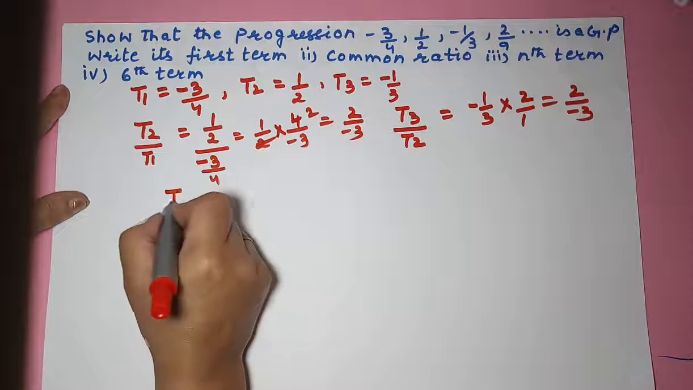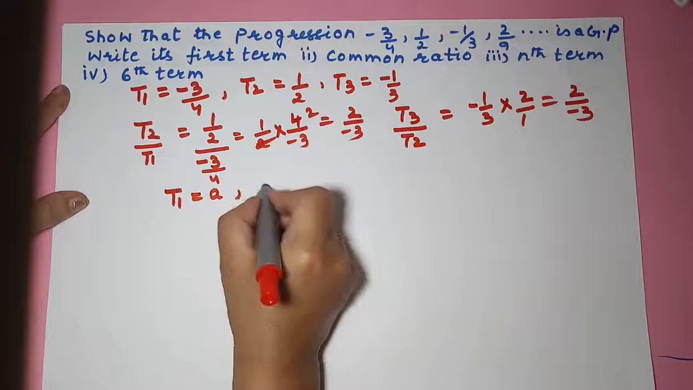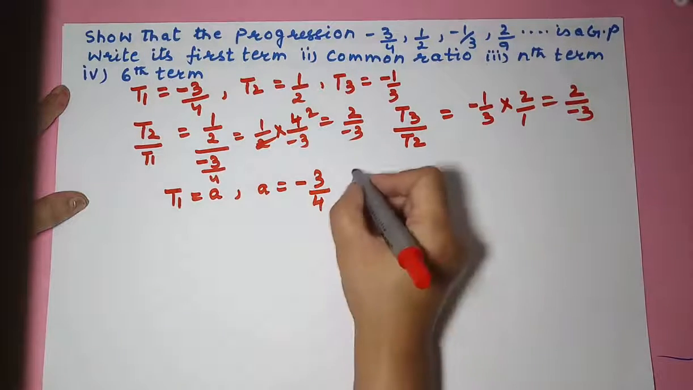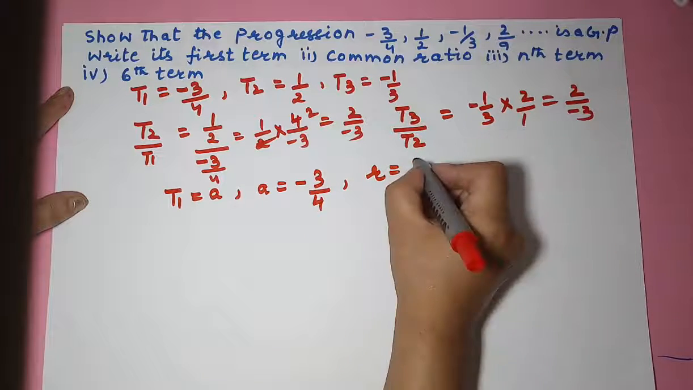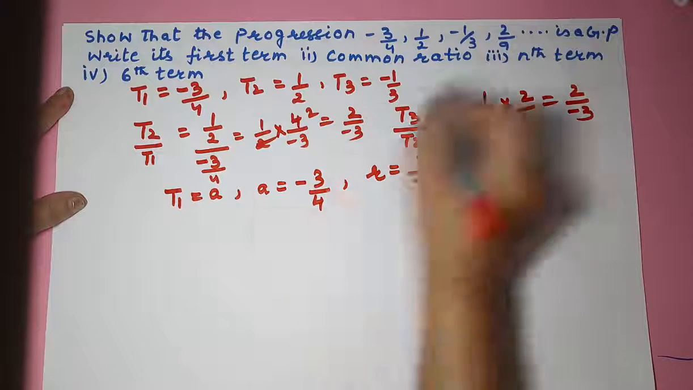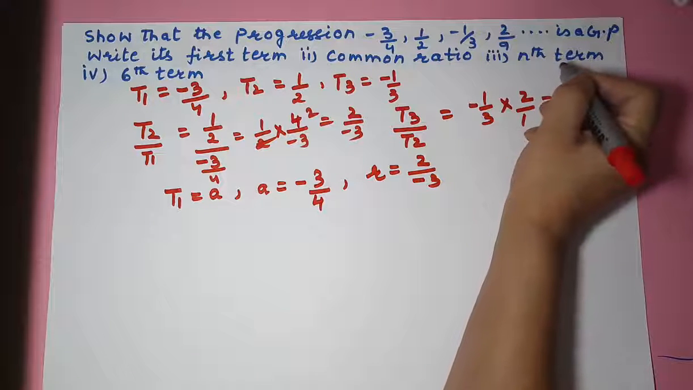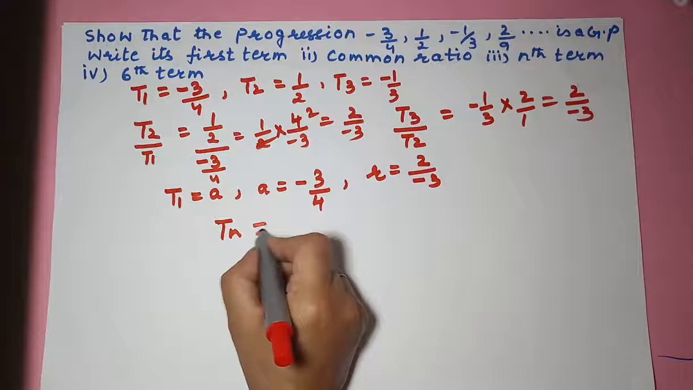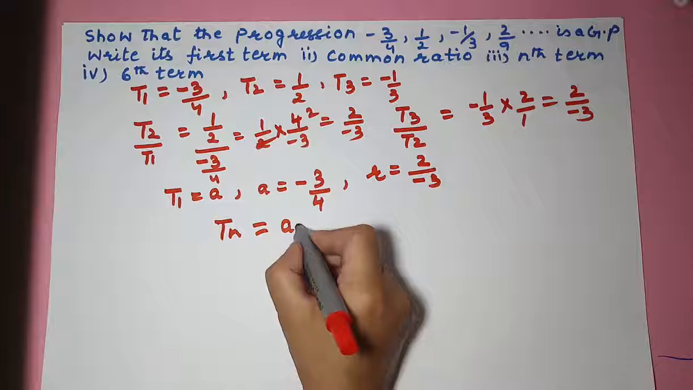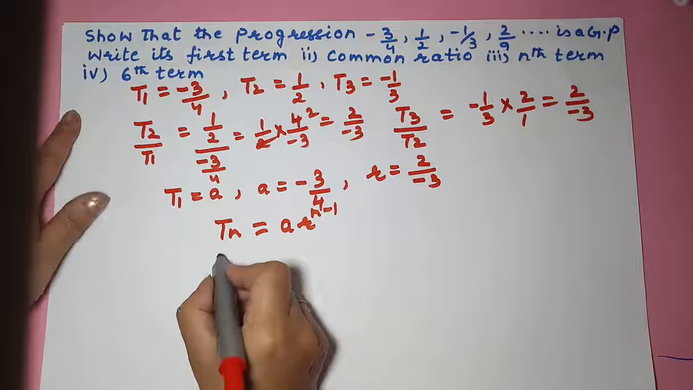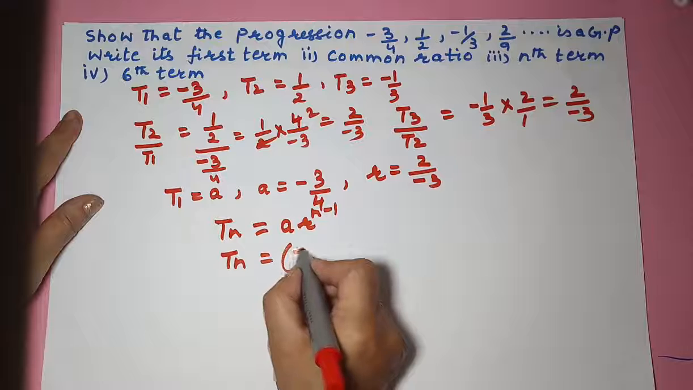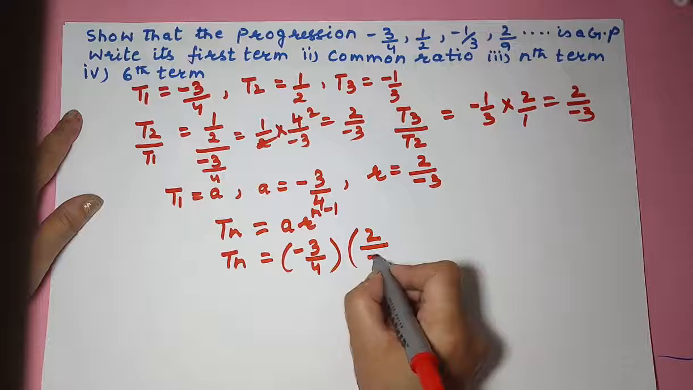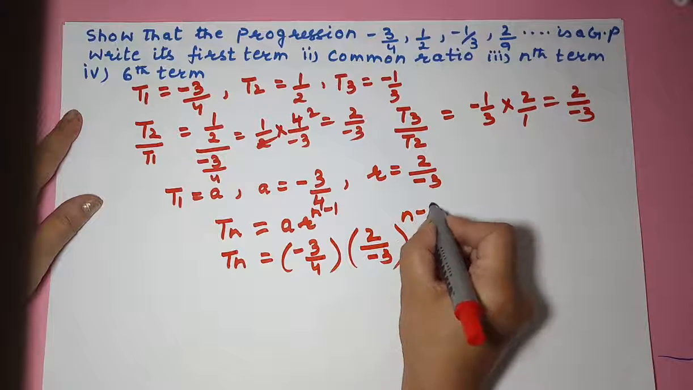Now what is its first term? T1 is the first term, which is a, so a is equal to minus 3 by 4. I got a. Now I want r. r I also calculated is 2 upon minus 3. Now he wants me to calculate the nth term. For the nth term, I have Tn equal to a r raised to n minus 1. So my Tn is equal to, I'll substitute for a as minus 3 by 4, and my r is 2 upon minus 3 whole raised to n minus 1.